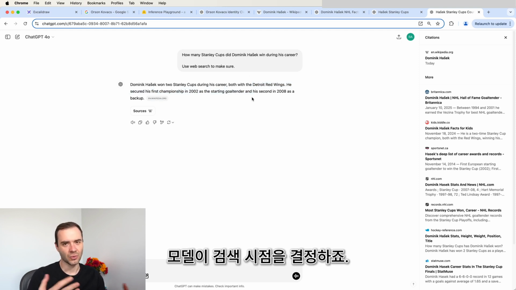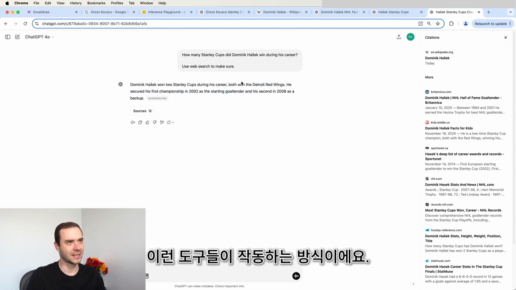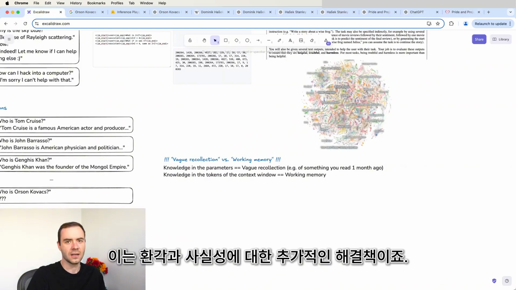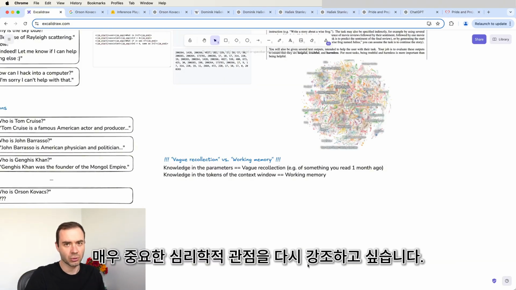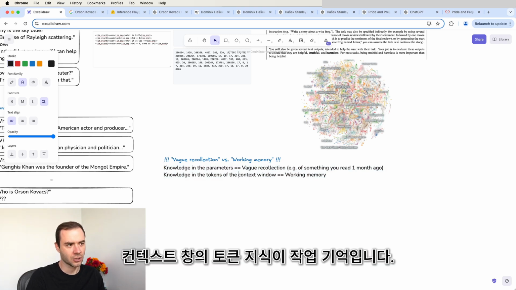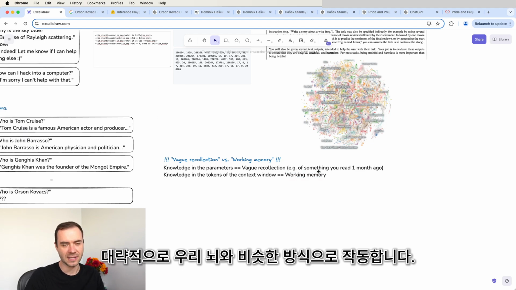The model determines when to search, and that's kind of how these tools work. This is an additional mitigation for hallucinations and factuality. I want to stress one more time this very important psychology point. Knowledge in the parameters of the neural network is a vague recollection. The knowledge in the tokens that make up the context window is the working memory. And roughly speaking, it works kind of like it does in our brain.